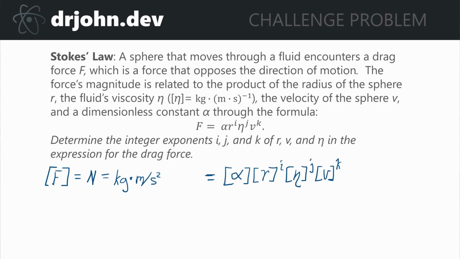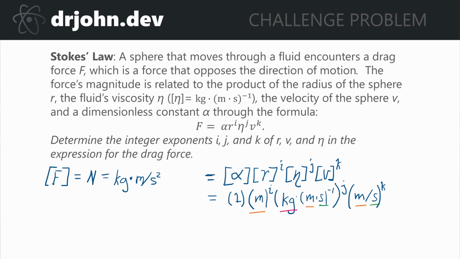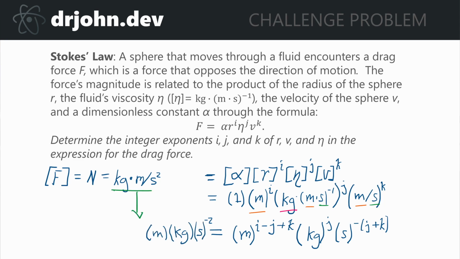We can bracket each term and substitute each term's respective units. Beginning with alpha, we were given this is a unitless quantity, so we can move on. r has units of the meter, eta has units of the kilogram inverse meter second, and v has units of meters per second. Next, we can collect like terms and combine them together using the law of exponents. So meters m is then raised to the i minus j plus k power, kilograms kg is raised to the j power, and seconds s is raised to the negative j plus k power. Remember, each side of the equation must have the same units, so we can compare the exponent of each unit on the left-hand side with the exponent of each unit on the right-hand side.